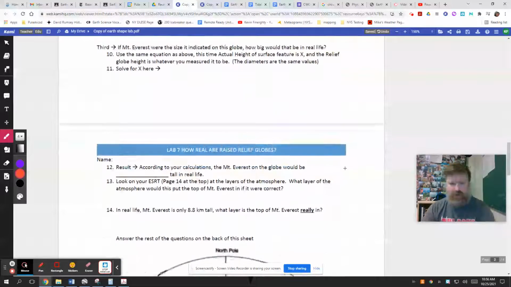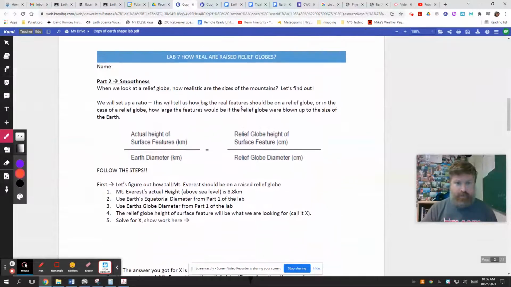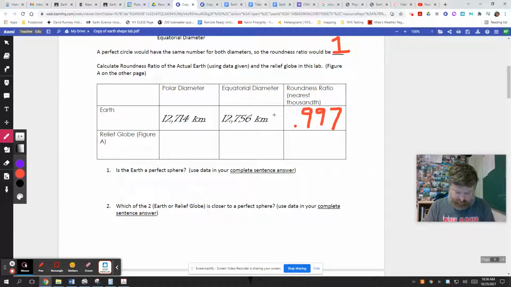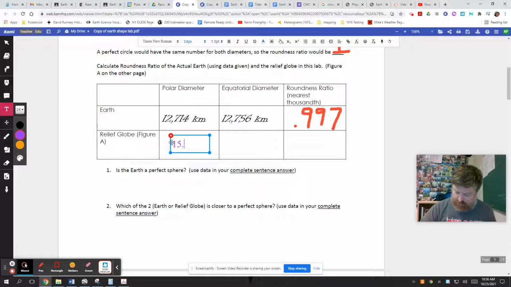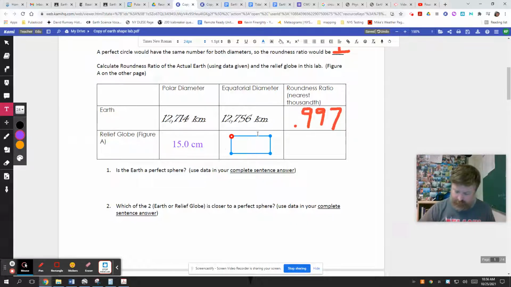So here's what I'm going to do. I'm going to do it on paper, though, because it's easier. I've got it right here and a ruler, and we'll measure them. All right, so the polar diameter on this one, I'm getting 15 on the dot. So 15.0 centimeters. Equatorial diameter, 15.5.